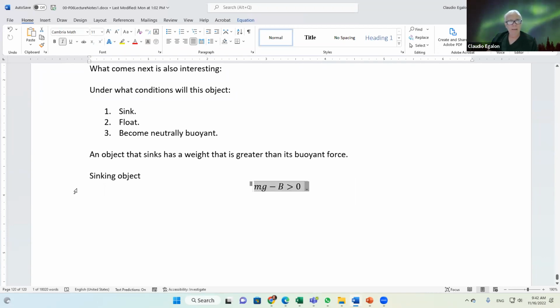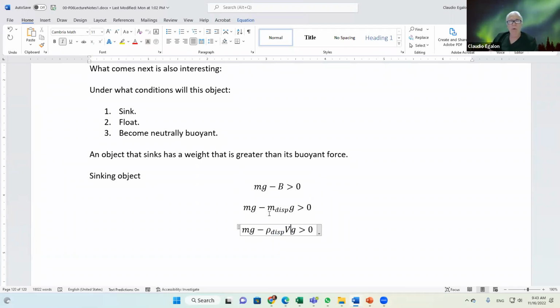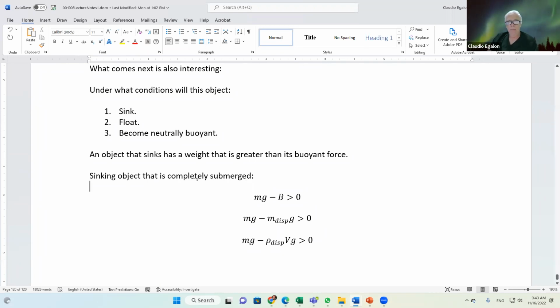Let's see if we can do more than that. Remember that the buoyant force is the mass of the displaced fluid times the acceleration of gravity. The next step is we're going to rewrite the mass of the displaced fluid as the density times the volume of the displaced fluid, which is equal to the volume of the object itself, for a sinking object that is completely submerged.